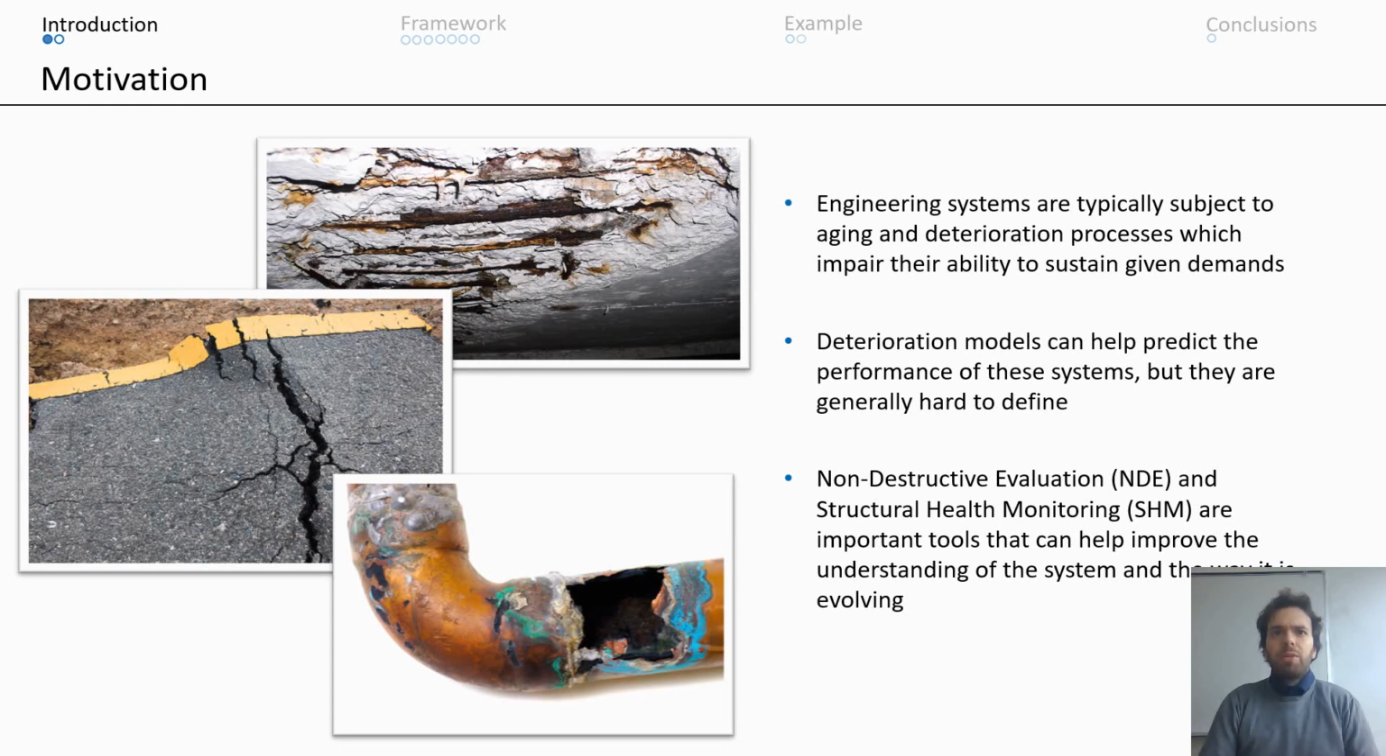Engineering systems are typically subject to aging and deterioration processes that impair their ability to sustain given demands. Deterioration models can help predict the performance of these systems, but their form and the value of the associated parameters are generally very hard to define. However, we can use non-destructive testing and structural health monitoring tools to improve the understanding of the systems and the way they are evolving over time.